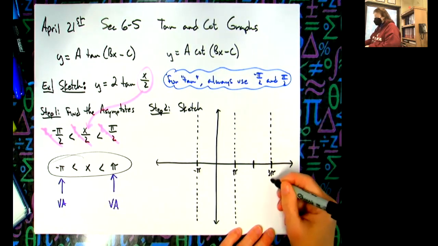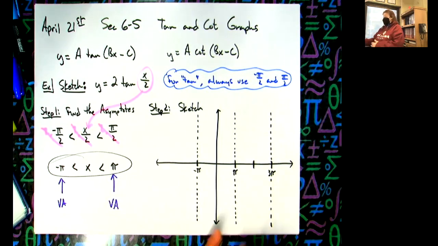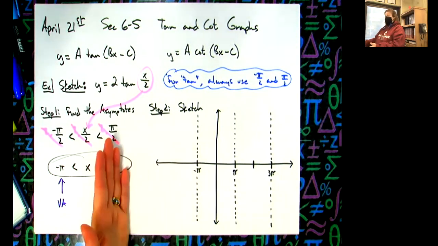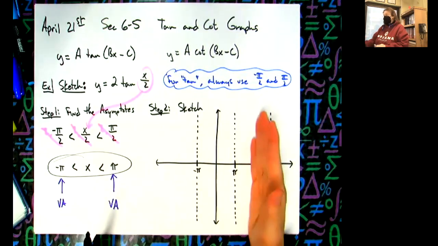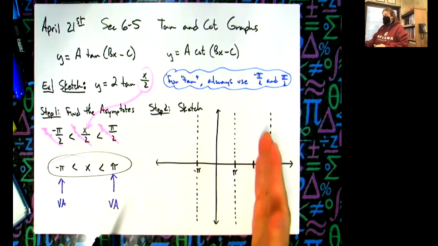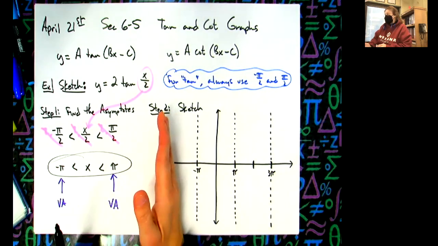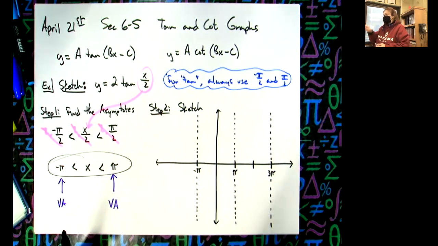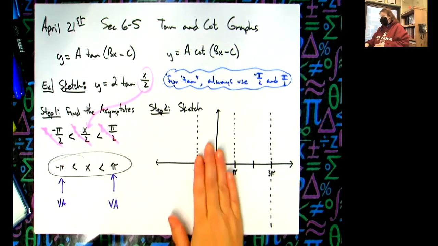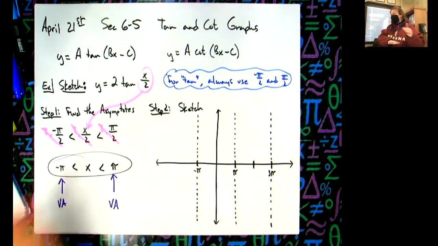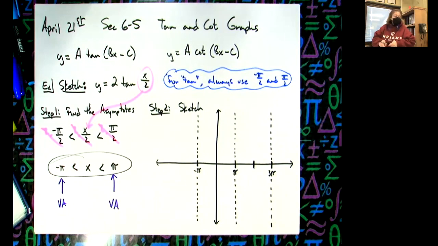Now I chose to go to the right. I didn't have to choose to go to the right. I could have chosen to go to the left, because this is going to create 2 periods of the tangent graph. I could have done this period and this one over here. So when you do your homework, I don't care. You're just going to do 2 periods. You can go to the right, you may go to the left. Doesn't matter.